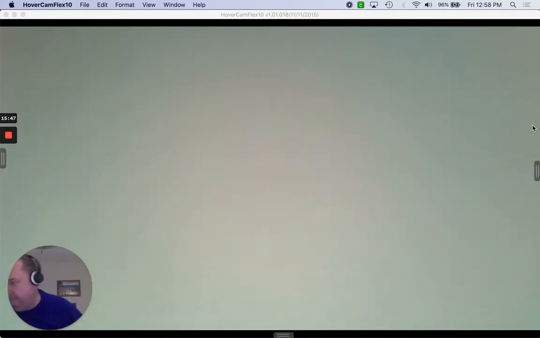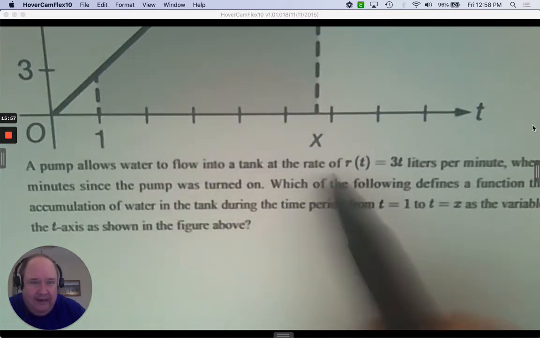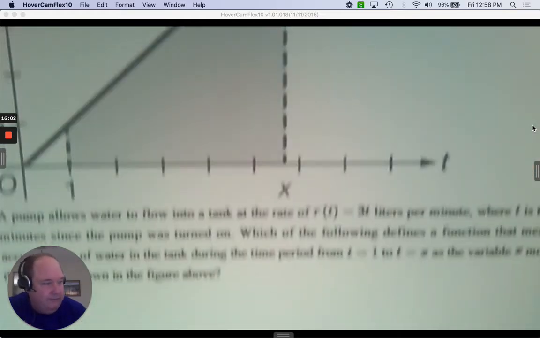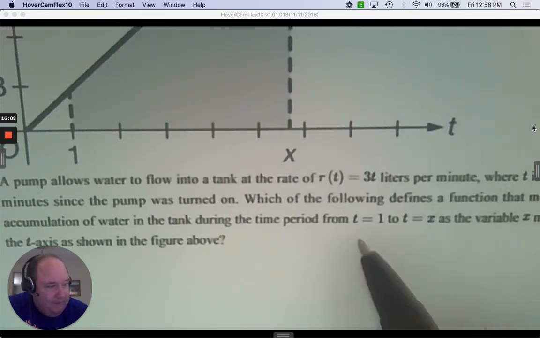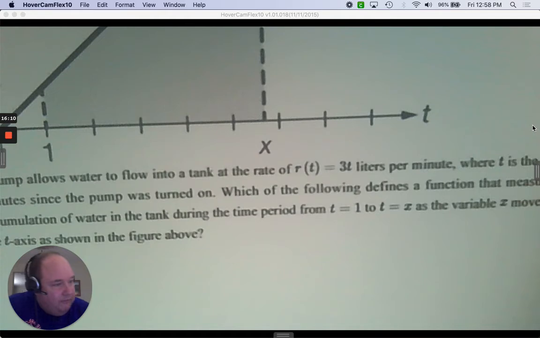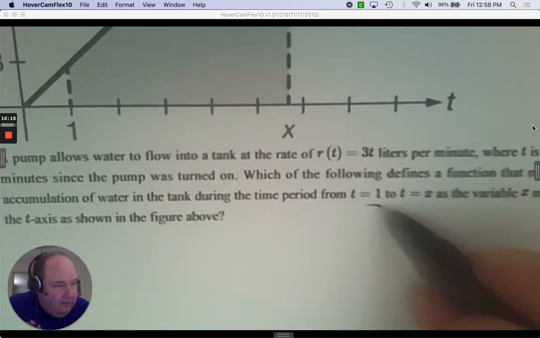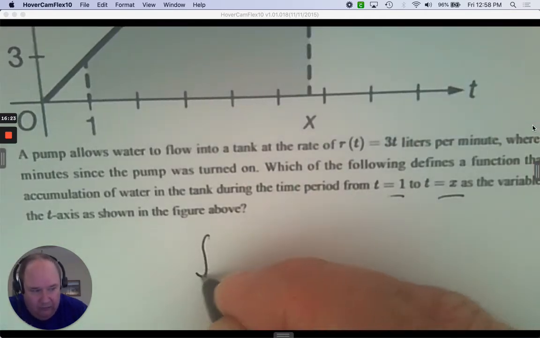Number 10. And yes, you can use your calculator to calculate. A pump allows water to flow into a tank at the rate of R of t equals 3t. So this is a rate graph per minute, where t is in time in minutes when the pump was turned on. Which of the following defines a function that measures the accumulation of water in the tank during the period from 1 to x? If we are accumulating from a rate graph, that is an integration question.